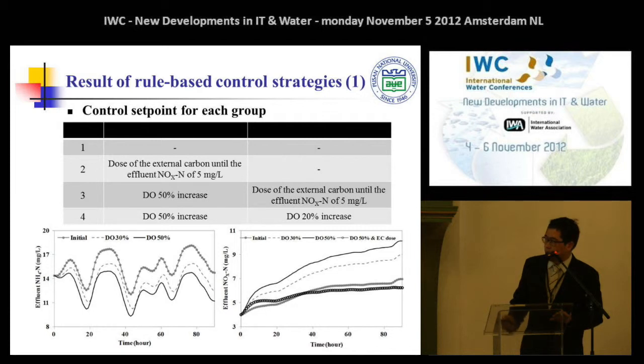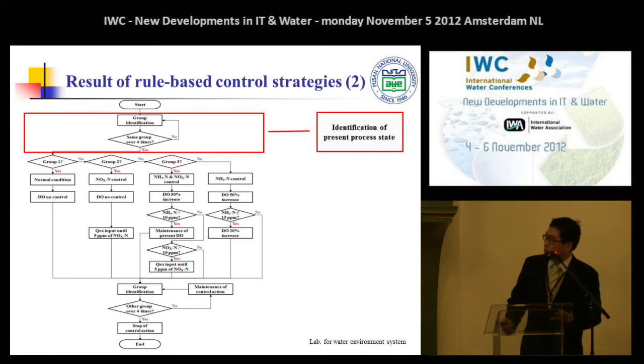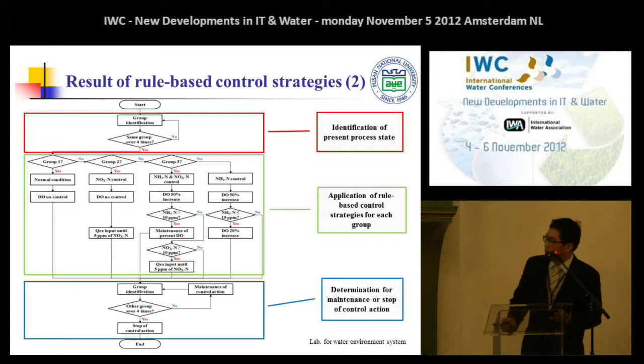Therefore, the first control set point for group 3 was set to a 50% increase, and the second control set point was set to dosing the external carbon until the effluent NOx concentration reached 5 mg per liter. And this flowchart shows the entire algorithm, which combines the diagnosis result and the rule-based control strategies. This part shows how the present process state is identified. In this part, the rule-based control strategies are applied for each group. And in this part, the maintenance or stop of control actions is determined.